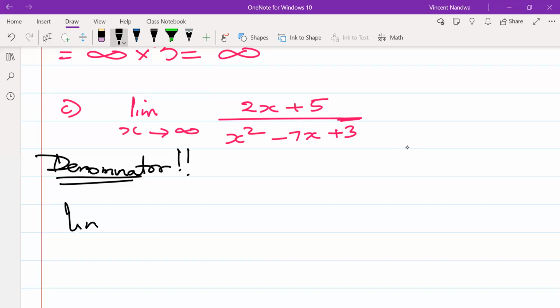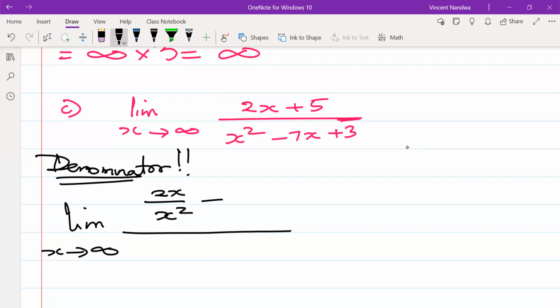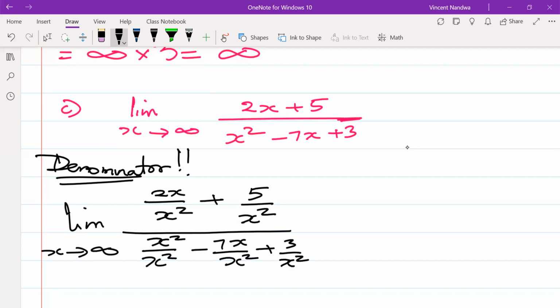So you write this one as limit. What is that value in the question? x with its highest power in the question: x power 2. So you pick the first term, 2x, and divide by x power 2, plus 5 divided by x power 2, minus 7x divided by x power 2, plus 3 over x power 2. That is step 1. Identify x with the highest power in the denominator, pick it, then divide by each term.